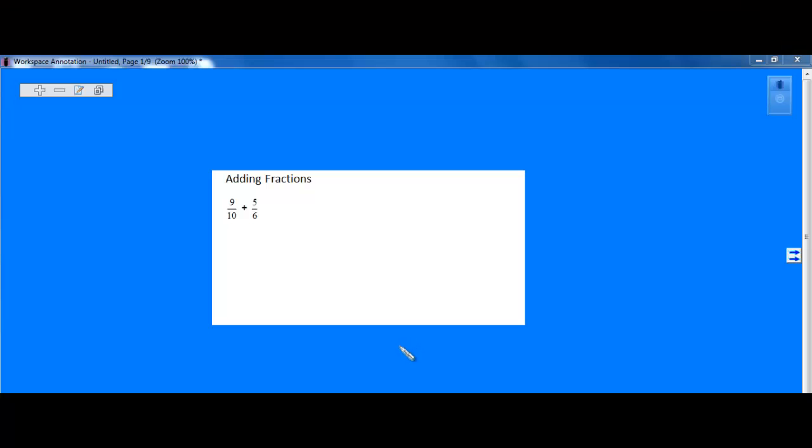We are going to do a quick review on adding and subtracting fractions and mixed numbers. Please follow along. You don't have to write this down unless you'd like to. The first problem that we're going to do is an adding fractions problem. We have 9/10 plus 5/6.